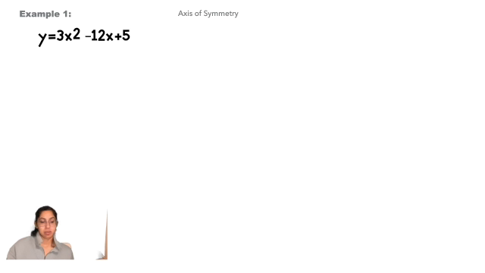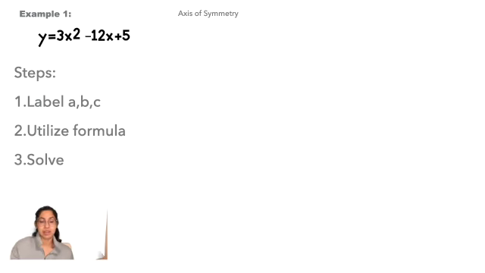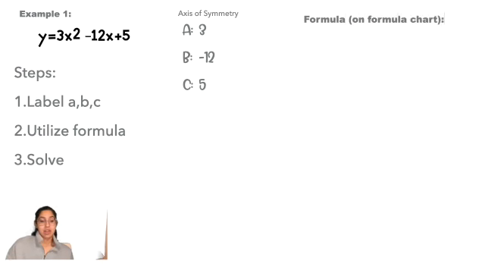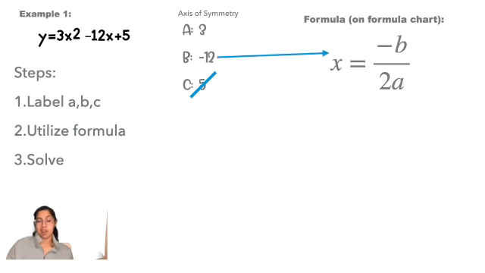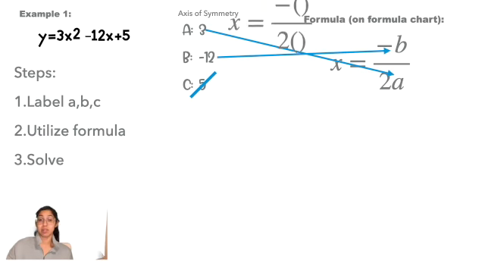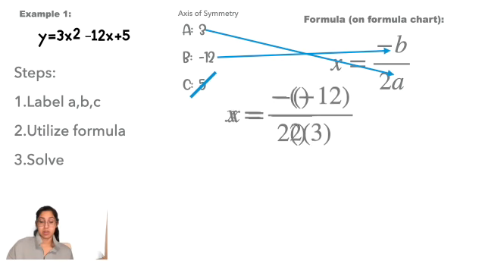So let's do another problem. This is example 2: 3x squared minus 12x plus 5. Again, label A, B, and C, utilize your formula, solve, and this is for axis of symmetry. A is 3, B is negative 12, C is 5. Again, your formula on your formula chart is negative b over 2a. I don't care about that 5. I want that negative 12 to go in place of b, and that 3 to go in place of a.